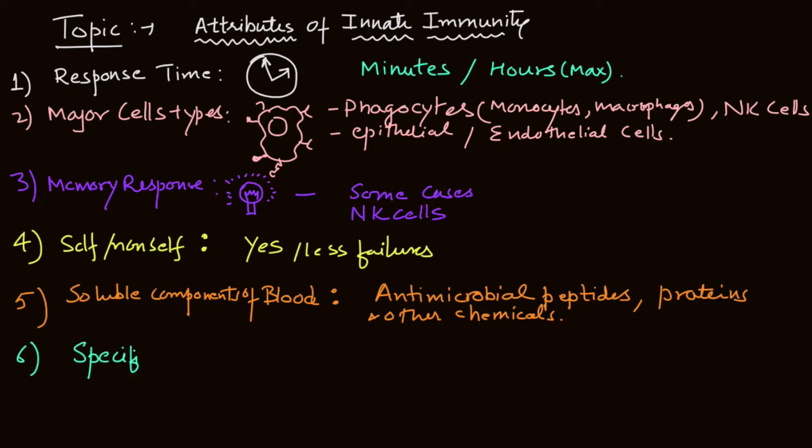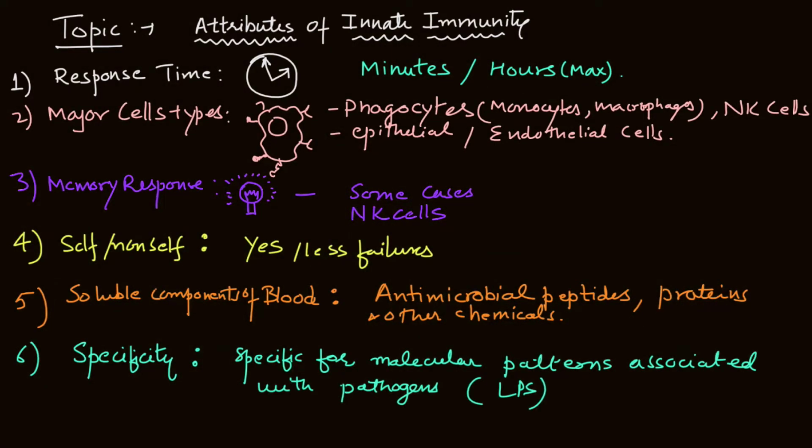Attribute number 6. What is the specificity? Means how specific is our innate immune system. It detects the PAMP molecules, PAMPs, which are pathogen associated molecular patterns. These are the important attributes of the innate immune system.